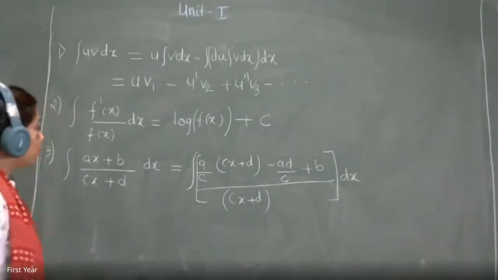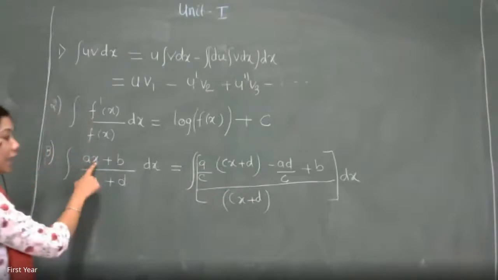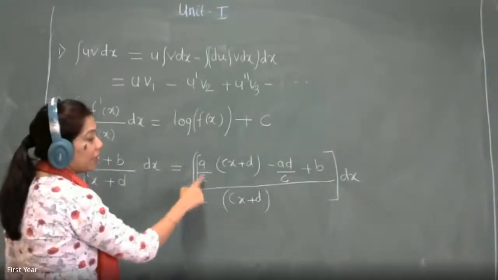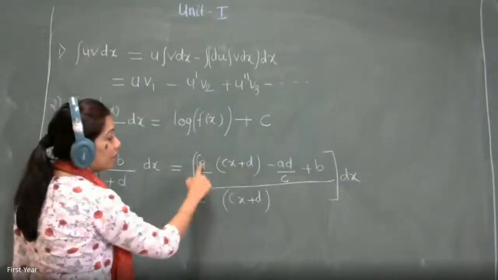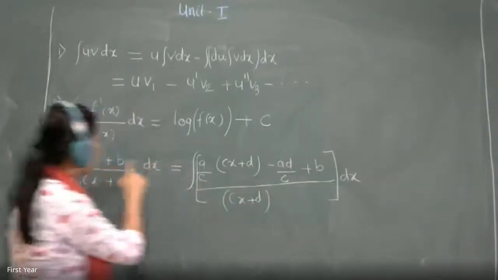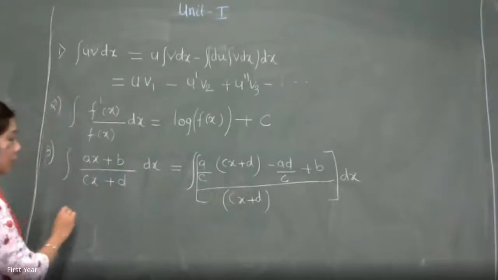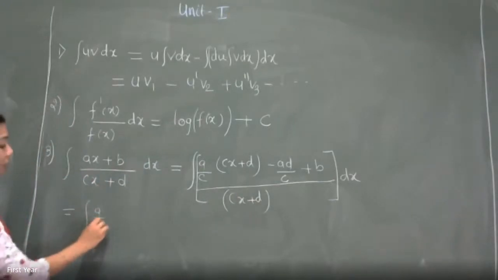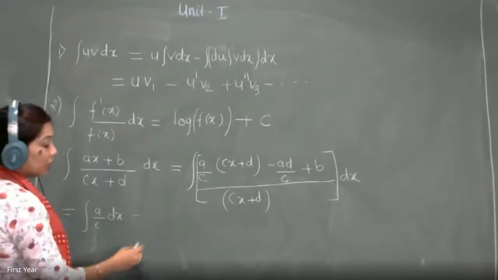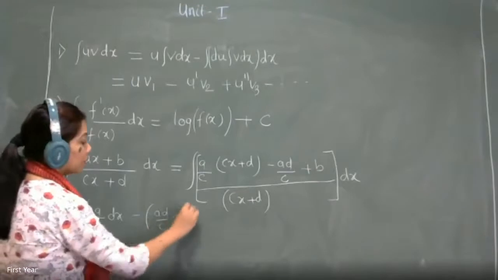So what I have done? I have adjusted Cx plus D on top, but I have done Ax. So I have to get Ax, so that's why divide by C, multiply by A by C. But when I multiply A by C with D, A into D upon C is extra, so I have to subtract that, and this B was not written, so plus B. Now you do the actual division, it will become integration A by C dx minus, if I add minus sign outside, it will be AD upon C minus B.